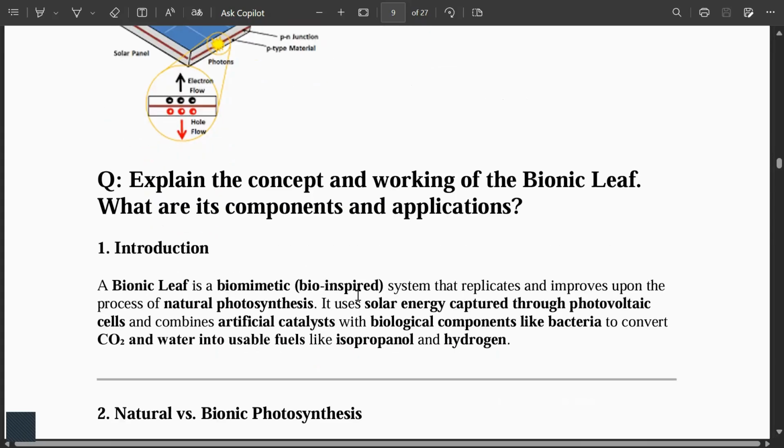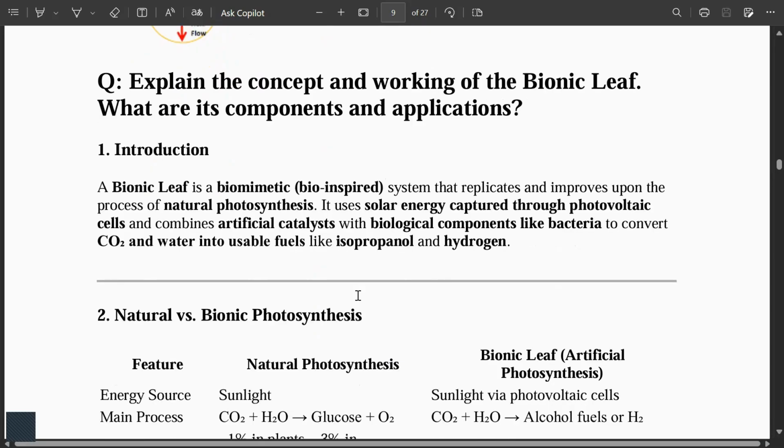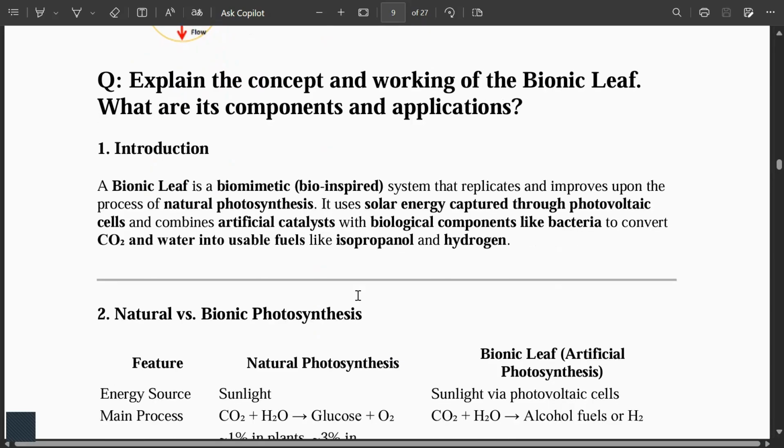Explain the concept and working of the bionic leaf. What are its components and applications? The bionic leaf is biomimetic, that is, it biomimics the system, replicating and improving upon the process of natural photosynthesis. It uses the solar energy captured through the photovoltaic cell and combines the artificial catalyst with biological components like bacteria to convert CO2 and water into useful fuels like isopropanol and hydrogen.